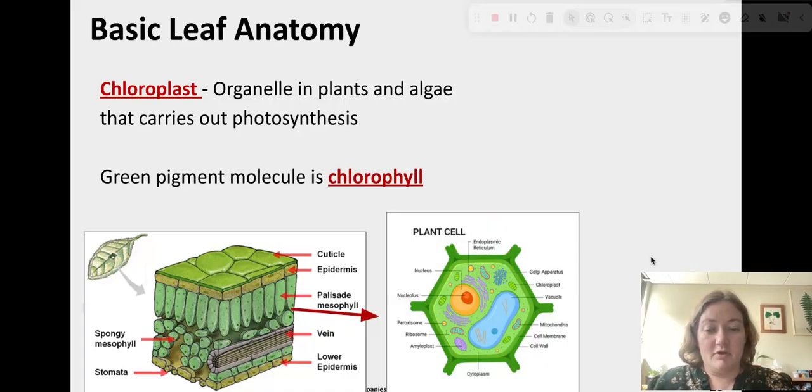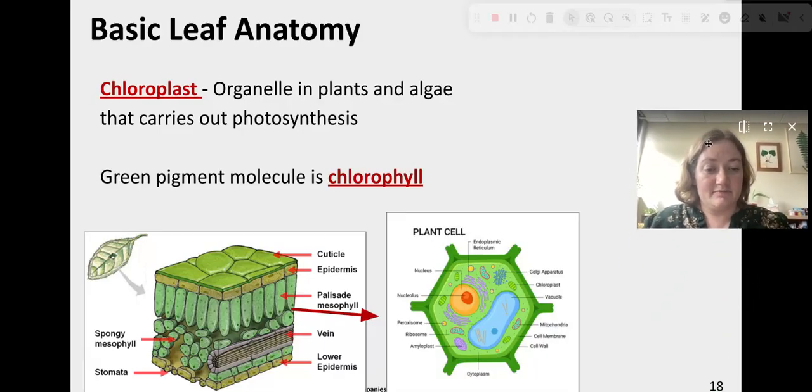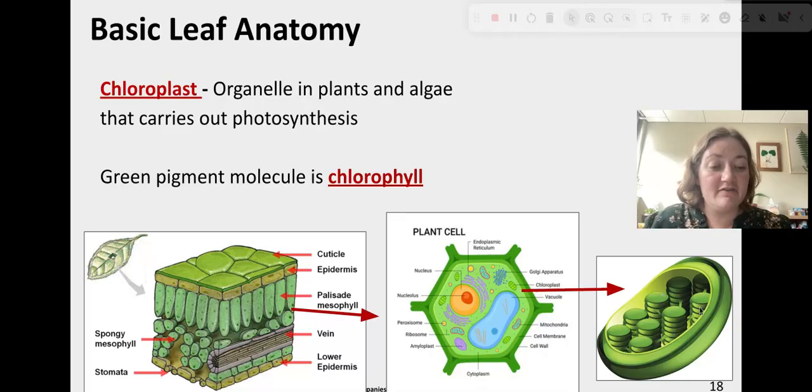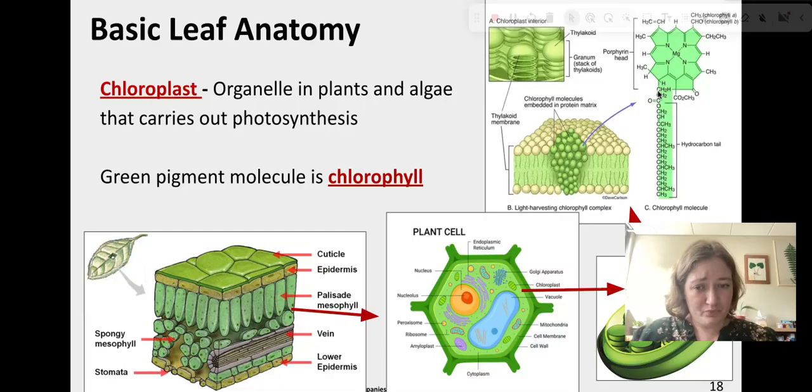All right, so we are in the spongy mesophyll cells. Specifically, we're looking in the plant cell, right? And as we're looking in a singular cell here, we are specifically focusing on the organelle, that is the chloroplast. And within the chloroplast, we have pigments that are called chlorophylls, right? So they're actually embedded within the chloroplast themselves, these pigments called chlorophyll. And we'll see how chlorophyll plays a role when we talk about the process of photosynthesis.